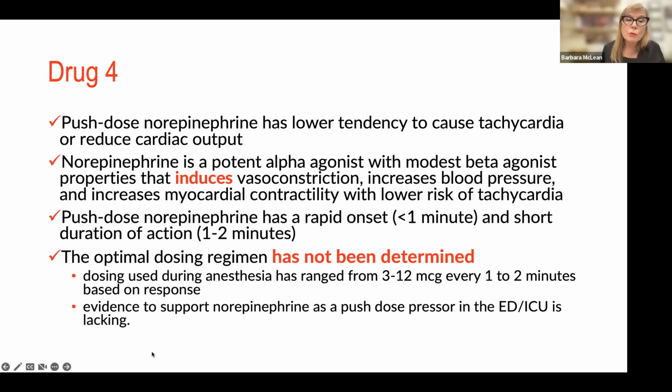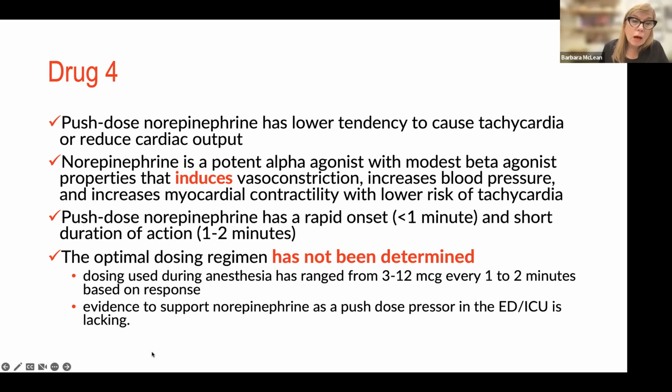But nobody knows what the optimal dosing regimen is. Doses that are used during the OR, during vasoplegia, have ranged from 3 to 12 mics every 1 to 2 minutes based on the patient's response, but we don't have any evidence or knowledge how to use it in the ED or the ICU. That remains to be evaluated and tested. And it may be that you're testing this in a case study report or case study analysis in your own institution, in your ED, in your own practice, in conjunction with your physician colleagues. I can tell you here, I am seeing that we have physicians who are giving push dose norepinephrine to generate an increase in blood pressure.